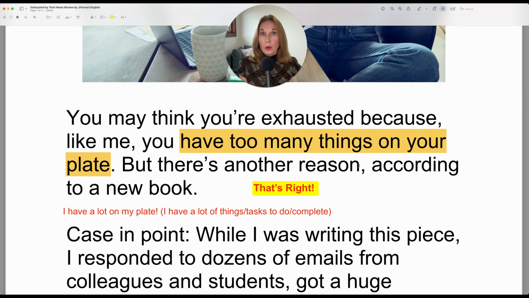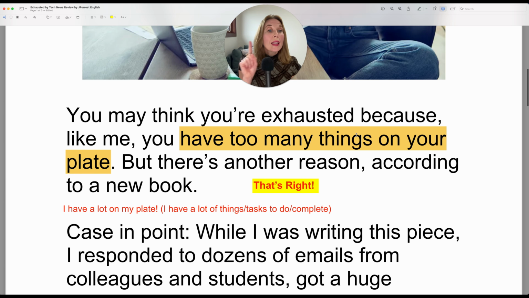But there's another reason. So maybe it's not because you have too many things on your plate, too many tasks to complete, but there's another reason. According to a new book. So remember with according, this is always in the ing form. And then to, your preposition is to. And then it can be someone. According to Jennifer, learning English with the news is a great method. That's true. Or if you're like me, I enjoy learning English with the news. You could use that as well. So according to someone or according to something, in this case, a new book.